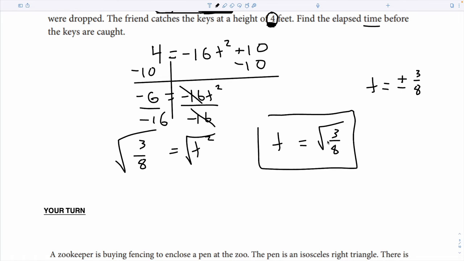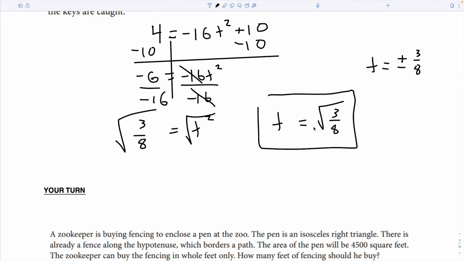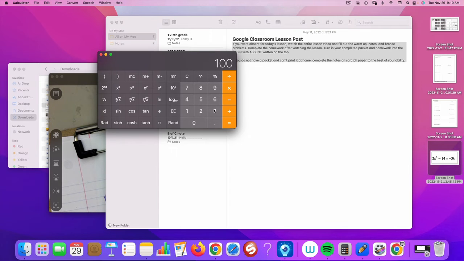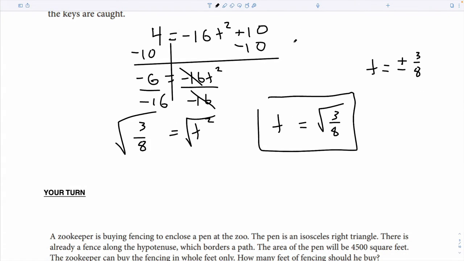We have the square root of a fraction. So this is okay for your answer. If you wanted to get really in depth, you could take 3 divided by 8, get the decimal, and then take your square root, which is just 0.35. So you could say it's 0.35 seconds, but I don't need that decimal right now. Leave it as a fraction and a square root.